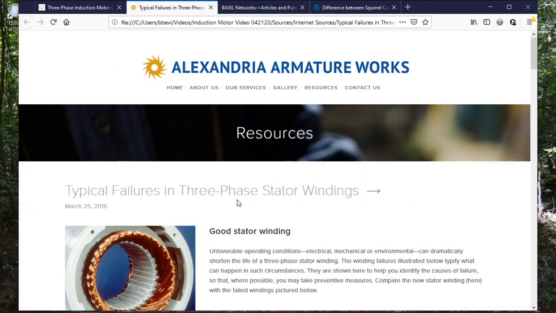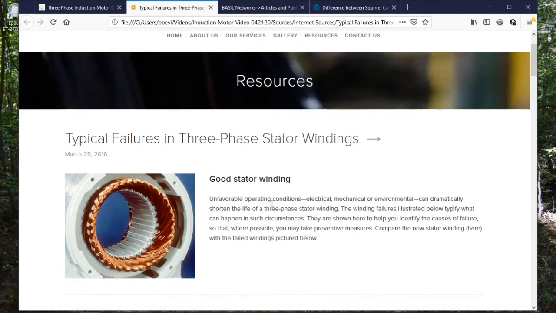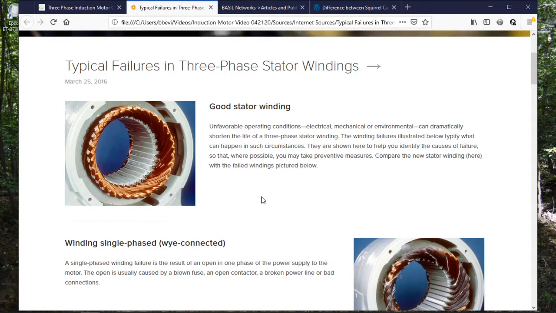The next one is really good. I really didn't talk much about failures here. I was talking more about how it works and the modeling. But wow, isn't that pretty? Really good stator winding here. This is what it's supposed to look like.